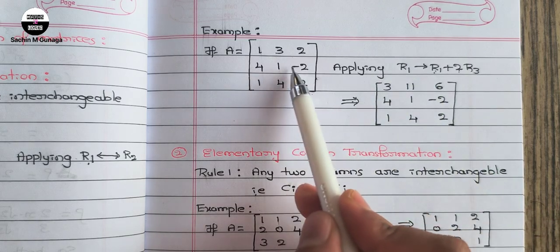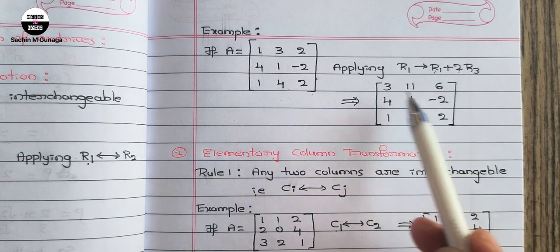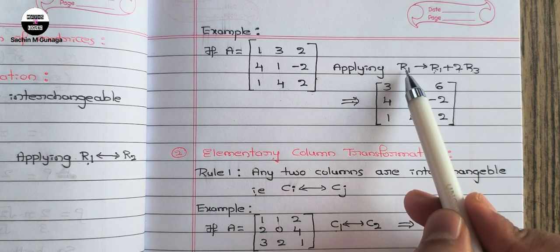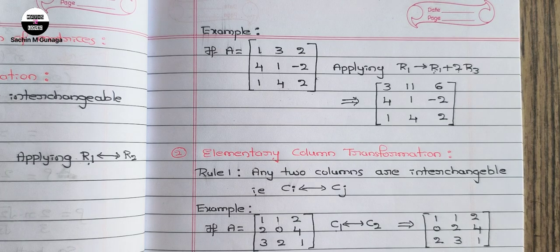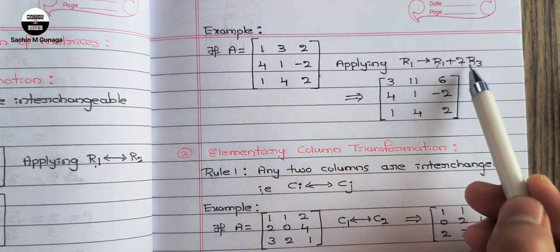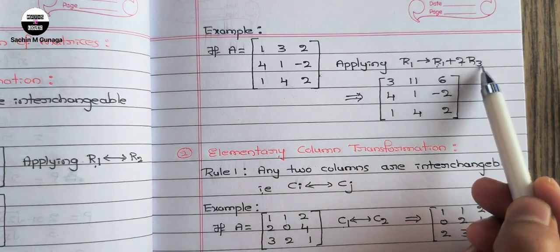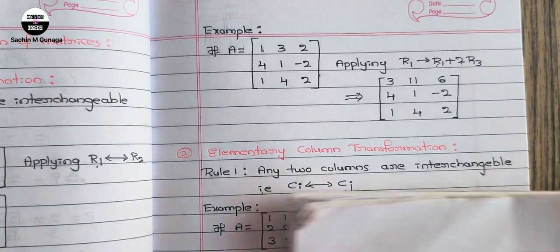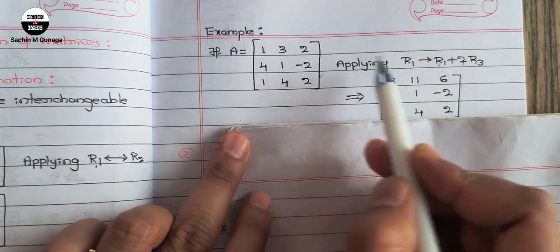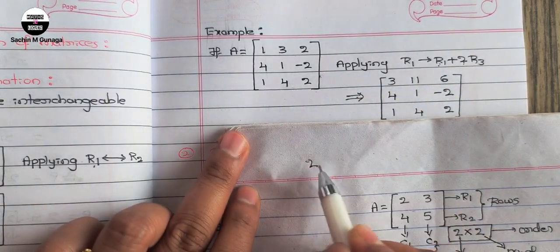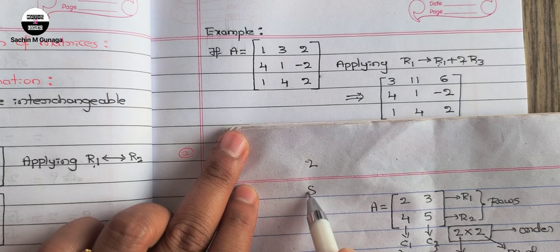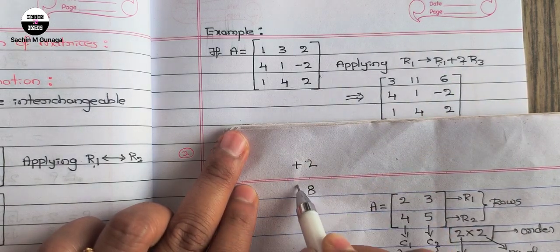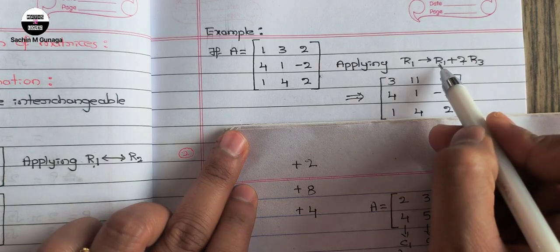Because of that reason, second row as it is we need to keep. Third row also we need to keep it as it is. Only first row we are changing. So remember here what is there? First, this R3 elements we need to multiply by 2 first. So now multiply. First, 2 into 1 is 2. 2 into 4 is 8. 2 into 2 is how much here? 4. So this we are going to add with the R1 elements.